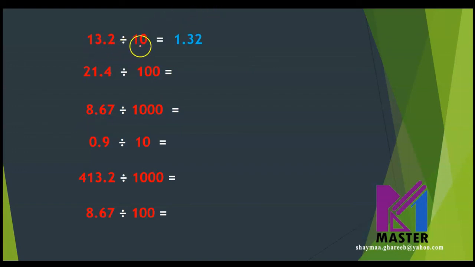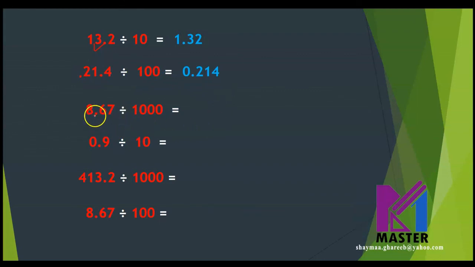When we divide by 10, we said we move the decimal point 1 place to the left. So the decimal point will be moved 1 place to the left, so it will be between the 1 and the 3, 1.32. 21.4 divided by 100. When I divide by 100, I move the decimal point 2 places to the left. So here it is 1, then 2. So the decimal point will be here. And don't forget to put 0 at the beginning as a placeholder. So it will be 0.214.